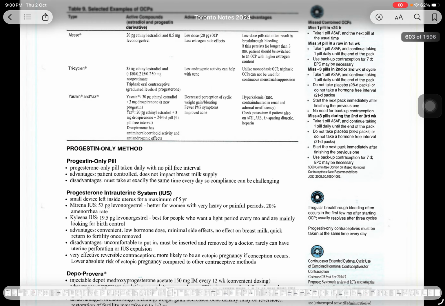Tricycline, the only thing is, unlike monophasic OCP, triphasic OCPs cannot be used for continuous menstrual suppression. Yasmin or Yaz has a risk of hyperkalemia, and is contraindicated in adrenal insufficiency. Check potassium if the patient is also on ACE inhibitors, ARBs, potassium-sparing diuretics, or heparin. So that means Yasmin and Yaz have drug interactions with ACE inhibitors, ARBs, spironolactone, and heparin, whereas Tricycline has a triphasic effect, so it cannot be used for continuous menstrual suppression, whereas Elise has a low estrogen component, so the patient can still bleed and have persistent breakthrough bleeding.